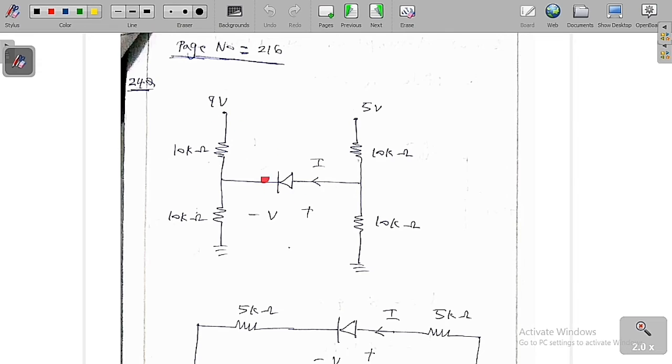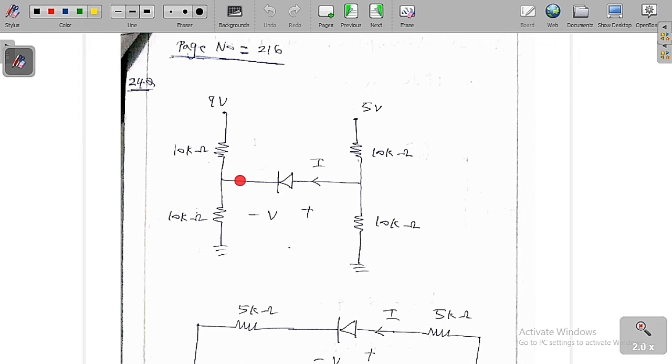So this is the circuit diagram. This is the 10 ohm, and these are the 10 kilo ohm, 10 kilo ohm, 10 kilo ohm and 10 kilo ohm. This is the 9 volt and this is the 5 volt. This is basically an ideal diode. Ideal diode means the voltage drop is equal to 0, and the current I. Now I am going to make the circuit in a much simpler form with the help of the Thevenin voltage and Thevenin circuit.